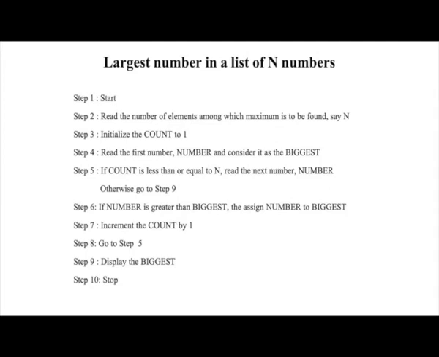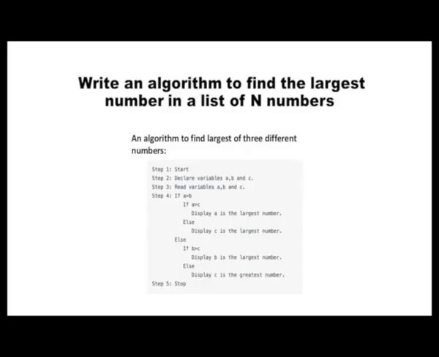If not, step 6, if the number is greater than the biggest, then assign the number to the biggest. Step 7, increment the count by 1. Then step 8, go back to step 5. Step 9, display the biggest number among the numbers. Finally, step 10, which is stop. At last, write an algorithm to find the largest number in a list of n numbers.